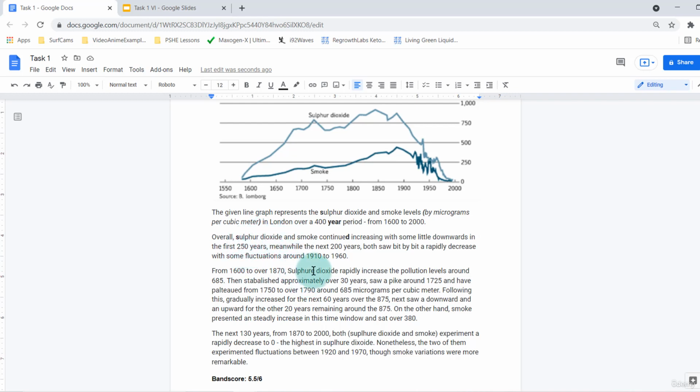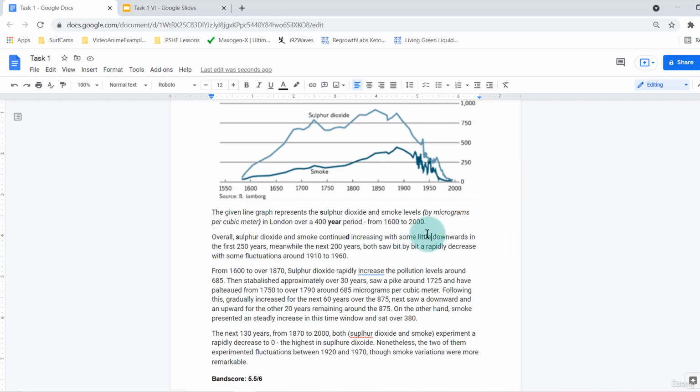I think that this continues throughout. So I've noticed this earlier when I was looking at this piece of writing. I'll try and remember to check that throughout. Overall, sulfur dioxide and smoke continued increasing. Continued increasing, I'm okay with that. Continued increasing with some little.